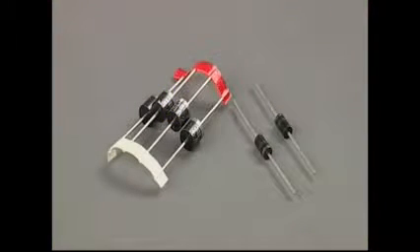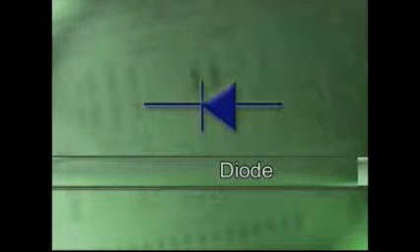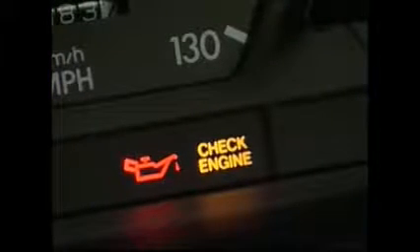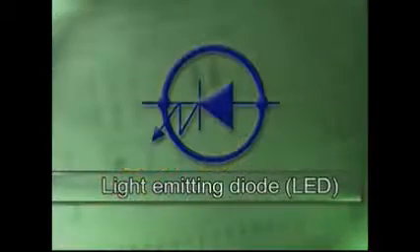Diodes are often used as one-way streets. Diodes allow the flow of current in one direction only and will not allow the flow of current in the opposite direction. The symbol for a diode is a dark triangle pointed to a perpendicular line. The direction of the triangle point is the direction of current flow through the diode. A light-emitting diode is a diode that acts as a lamp, illuminating when current is flowing through the diode. The symbol for a light-emitting diode is the same symbol as a diode enclosed in a circle.